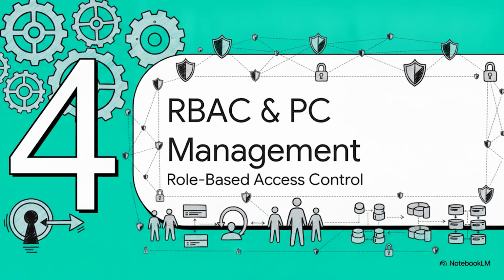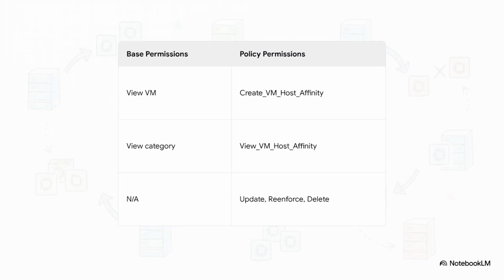Moving on to Section 4, RBAC and PC management, meaning role-based access control and Prism Central. To manage these rules in Prism Central, the exam is absolutely going to test if you know that you need view VM and view category as foundational permissions before you can assign any specific policy controls. This is a layered approach.